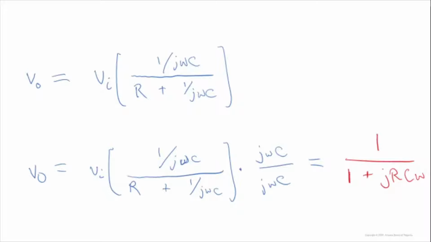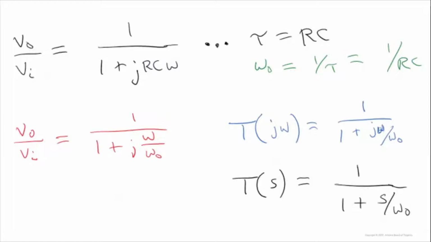We can quickly find the expression for the gain by recognizing that the circuit is just a voltage divider. We'll use the voltage divider formula and then multiply the top and bottom by j omega C to put it in a neater form. Recall that the time constant, tau, is R Thevenin times the capacitance, which in this case is just RC. The break frequency, which I will call omega naught, is 1 over tau, or 1 over RC.